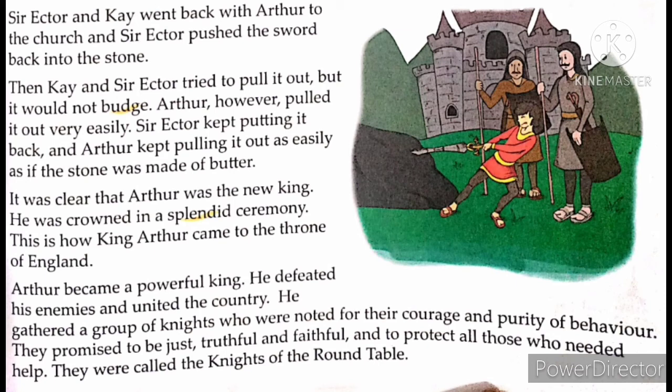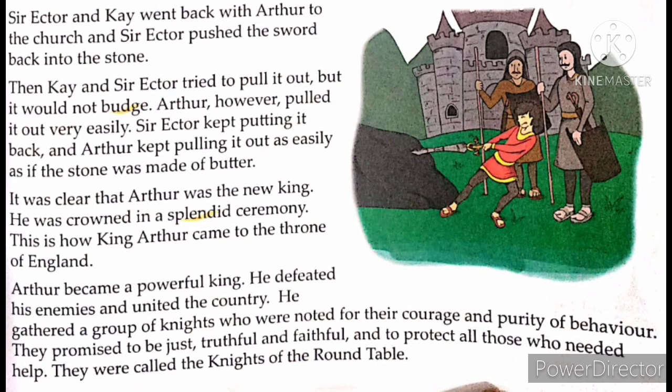He was crowned in a grand ceremony. Arthur became a powerful king. He defeated his enemies and united the country. He gathered a group of knights who were noted for their courage and purity of behavior. They promised to be just, truthful, and faithful and to protect all those who needed help. They were called the Knights of the Round Table.